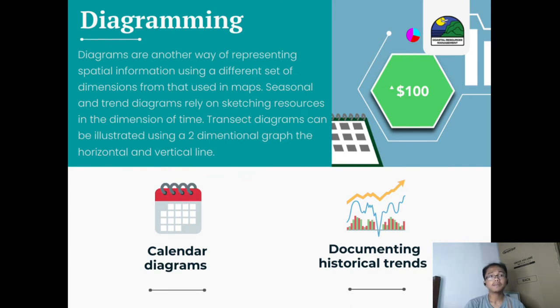Diagramming. Diagrams are another way of representing spatial information using different sets of dimensions from that used in maps. Seasonal and trend diagrams rely on sketching resources in the dimension of time. A transect diagram can be illustrated using a two-dimensional graph, the horizontal and the vertical line. In CRM, diagrams such as calendar and history trends are essential for effective environmental assessment.